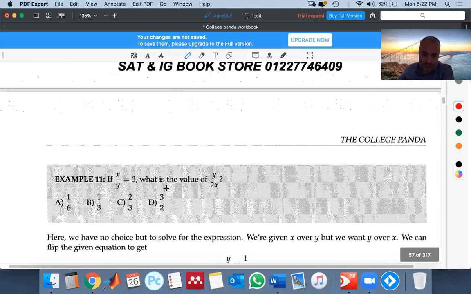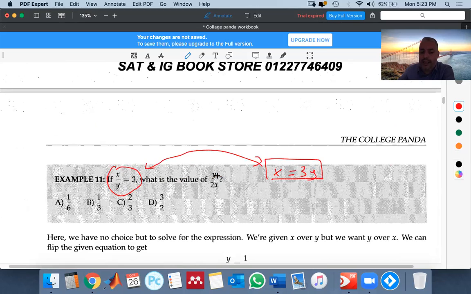Okay. Now, very simple thing. x over y is 3. What is this? So simple. There are lots of ways. The first way, make a cross product. x is equal to 3y when you make a cross product. For this, do you have any difficulty? I think no. And then put it here: y over 2 times x. So what is x? x is 3y. So 3y, and y and y simplify, result is 1 over 6. That's it.